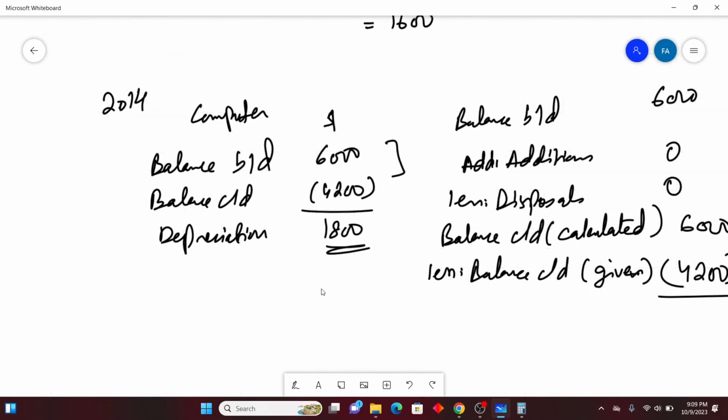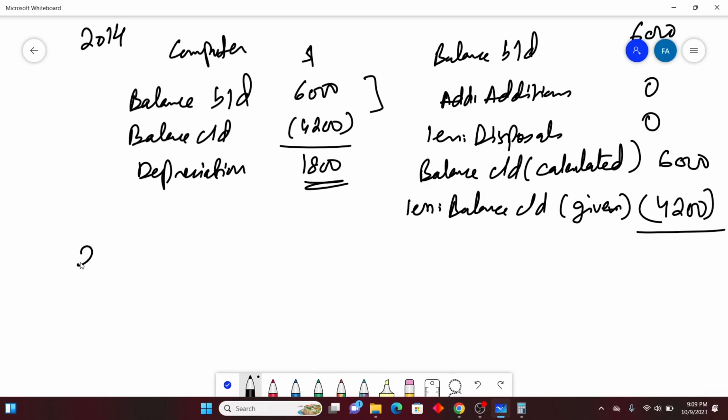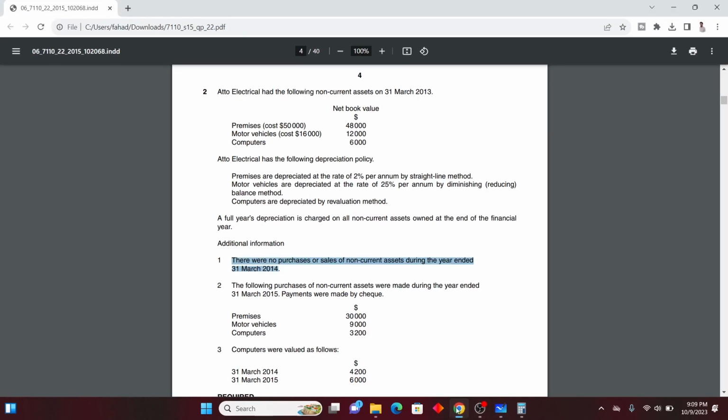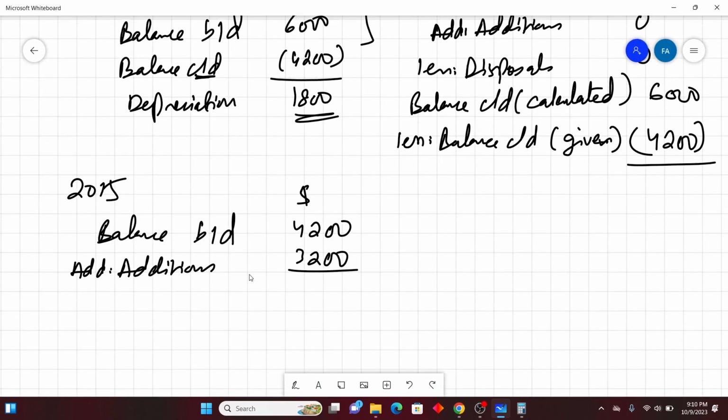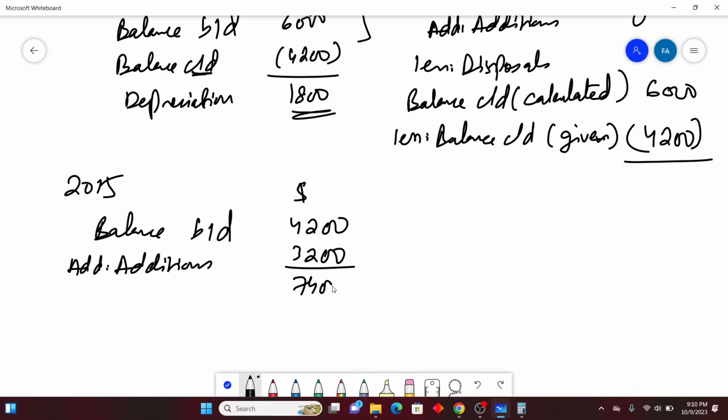For 2015, I would have to start from scratch. This balance CD becomes balance BD for the next year, so balance BD would be 4,200. And is there any computer purchase? Yes, there has been a computer purchase, which is 3,200. So I write down 3,200 as additions. This will give me an answer of 7,400. According to me, the computers should be valued at 7,400.